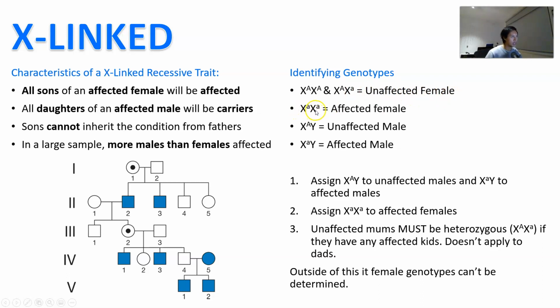Lowercase a gives you an affected female. Capital A, Y gives you an unaffected male. And lowercase a, Y gives you an affected male. So you can go ahead and fill in the ones.